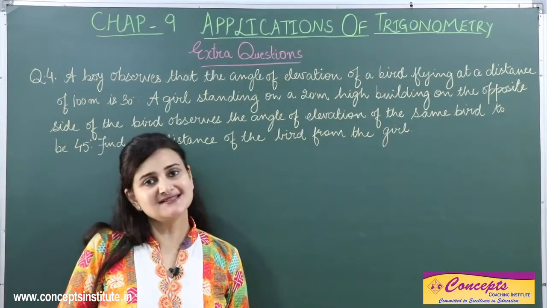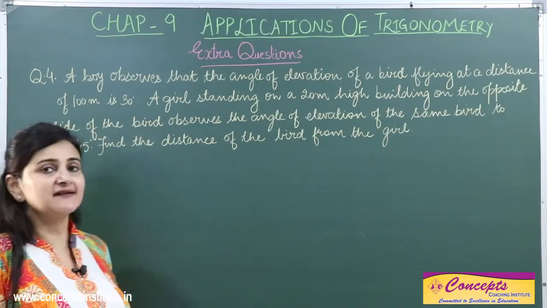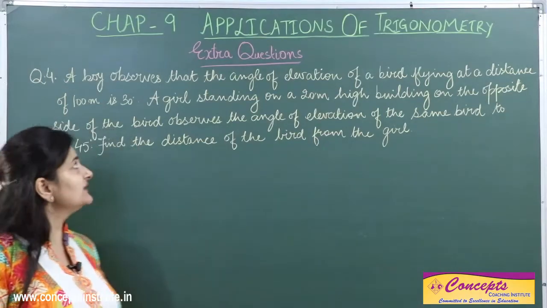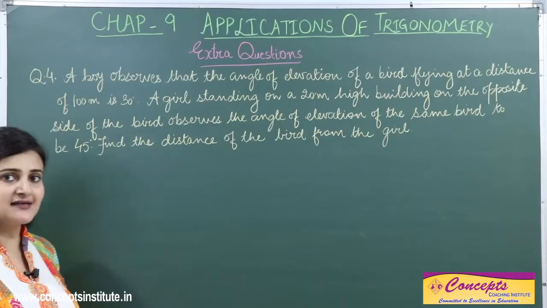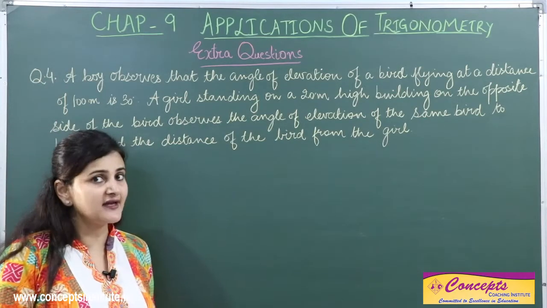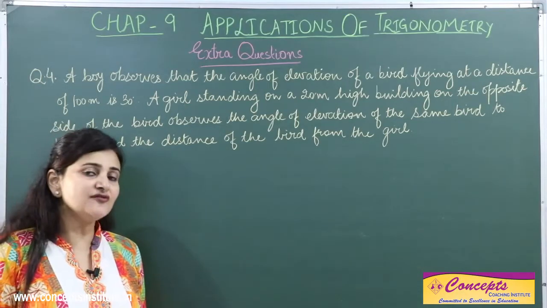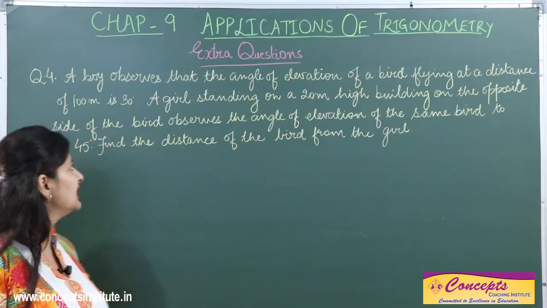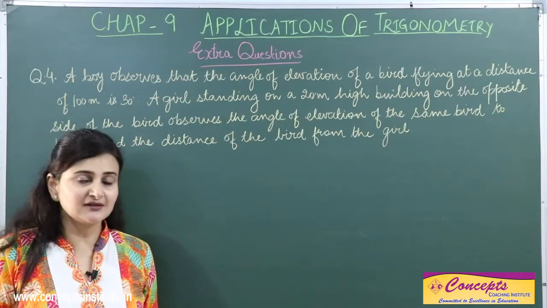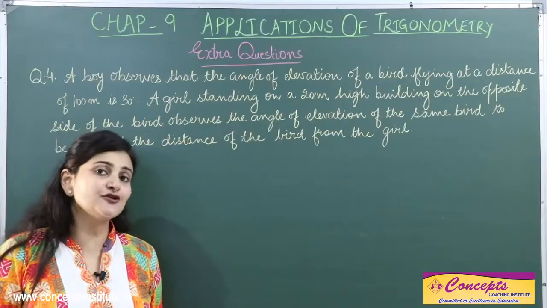Okay students, so let's look at question number 4. The question is, a boy observes that the angle of elevation of a bird flying at a distance of 100 meters is 30 degree. A girl standing on a 20 meter high building on the opposite side of the bird observes the angle of elevation of the same bird to be 45 degree. Find the distance of the bird from the girl. Now students, just try to imagine the figure of this question yourself first.